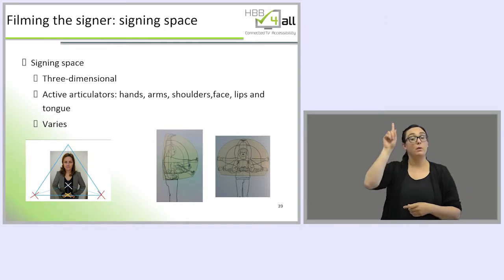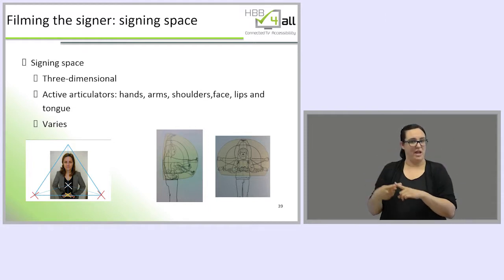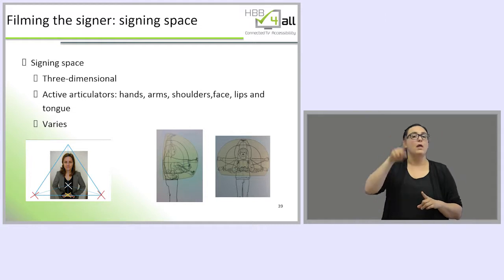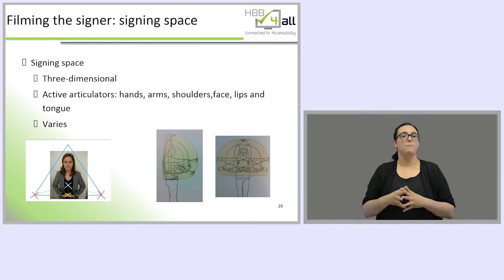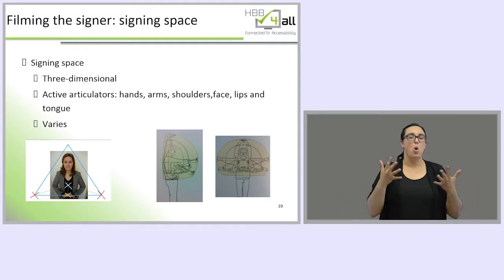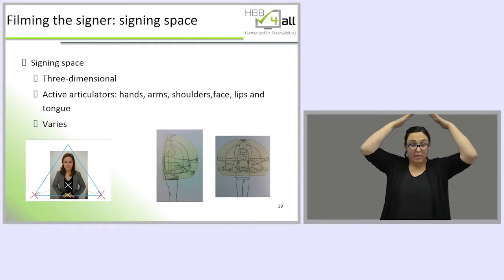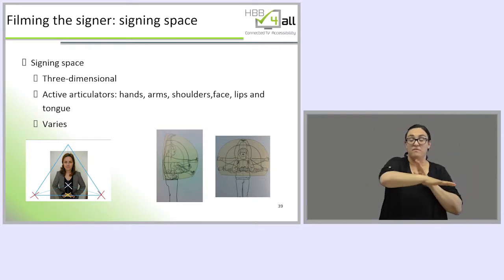Another important thing is that the signing space may vary from language to language, from signer to signer, or even within different registers. So, for example, in this slide, you can see two different representations of the signing space. Sometimes it is conceived as a triangle, sometimes as a bubble with 3 dimensions, or as a frame.